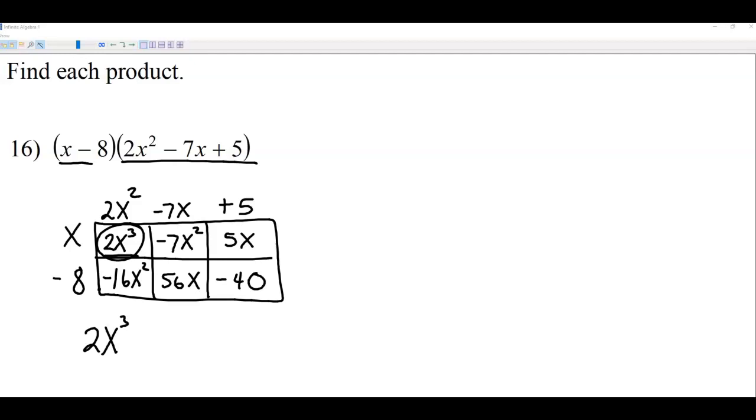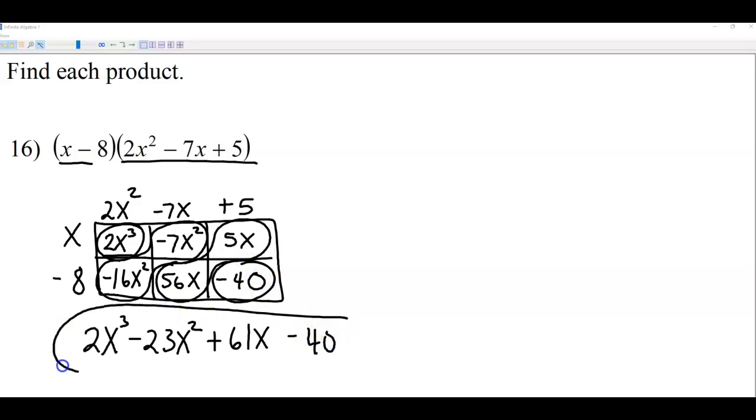Then the next one is the x squareds. There's 2 of them here, and we can combine those together. Negative 16 take away 7 is negative 23x squared. The next biggest power is the x's. There's 2 of them here. Once again, we'll combine them. 56 plus 5 is 61x. And then our last one here is the negative 40. And there's our final answer there.